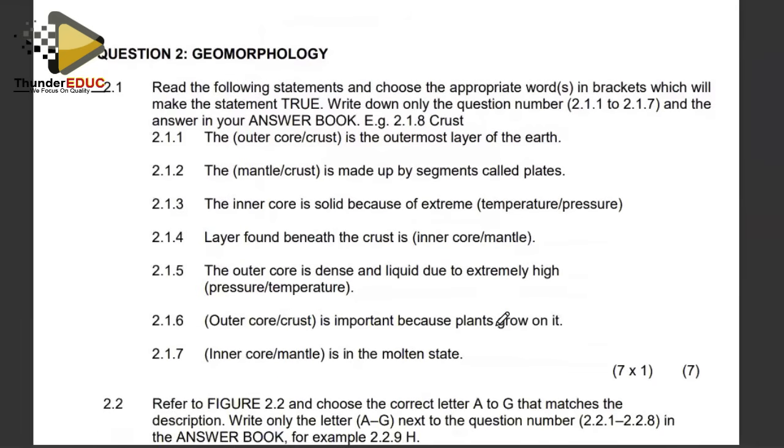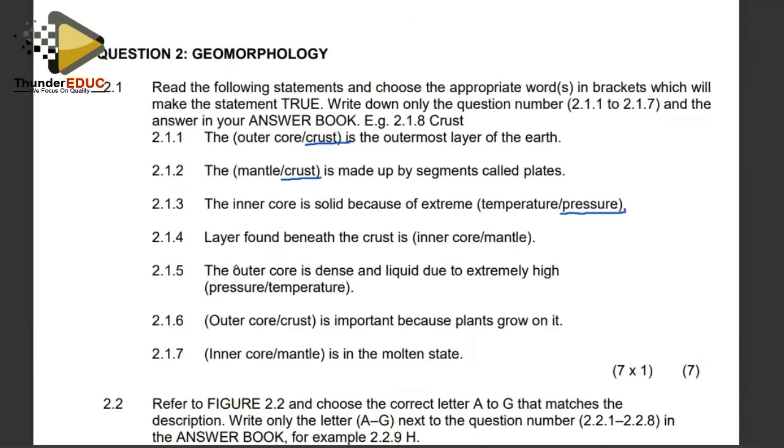Right, question number 2. The first question is saying the outer core or crust is the outermost layer of the earth. From our understanding, we know that the earth's crust is the outermost. Then the mantle or crust is made up of segments called plates. The plates are part of the earth's crust again. The inner core is solid because of extreme temperature or pressure. What makes the inner core solid is that it is carrying the weight of all other layers. It's exposed to pressure.